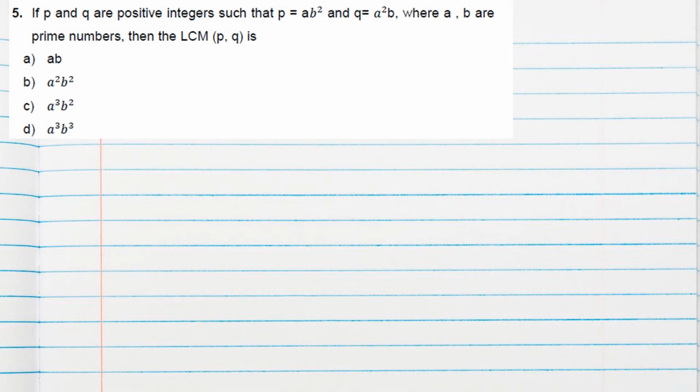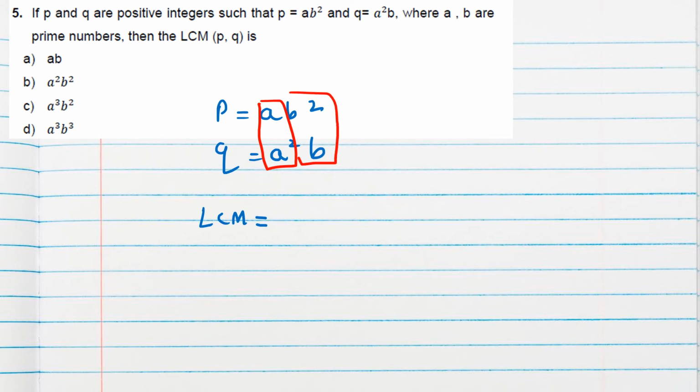P and Q are positive integers such that P is AB square and Q is A square B, where A and B are prime numbers. So we should find the LCM. The fundamental theorem of arithmetic, prime factorization, we will use here again. These are the common elements. The highest power of these we should write. So between A and A square we will write A square. Between B and B square we will write B square. Okay, so A square B square is our answer.